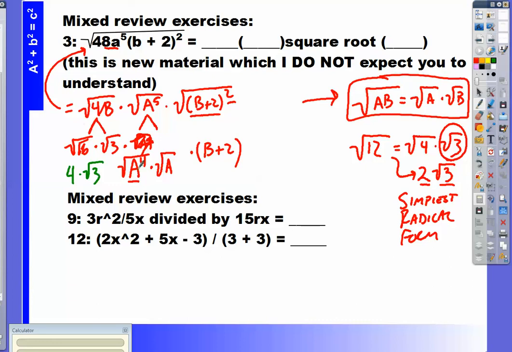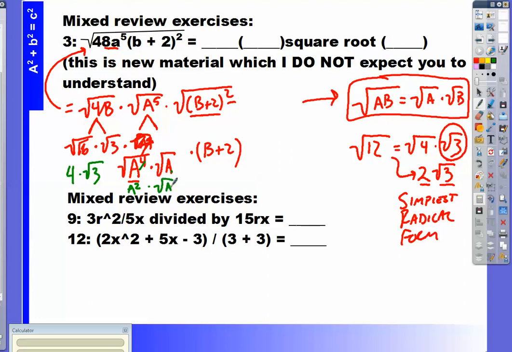Well, what is another way of saying the square root of a to the 4th? Well, what times itself is equal to a to the 4th? A squared times a squared is equal to a to the 4th. So the square root of a to the 4th is a squared. Can I do anything with the square root of a? No, I can't. So I just have times the square root of a.